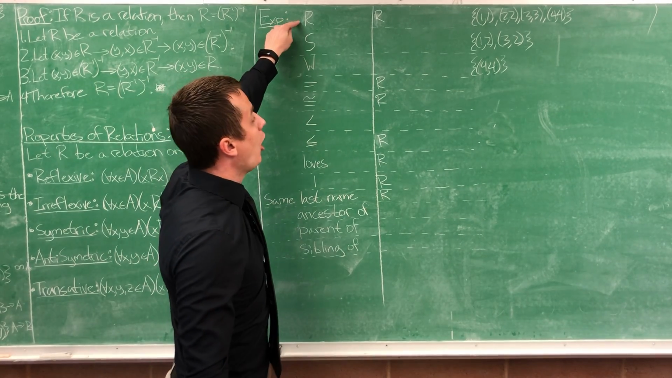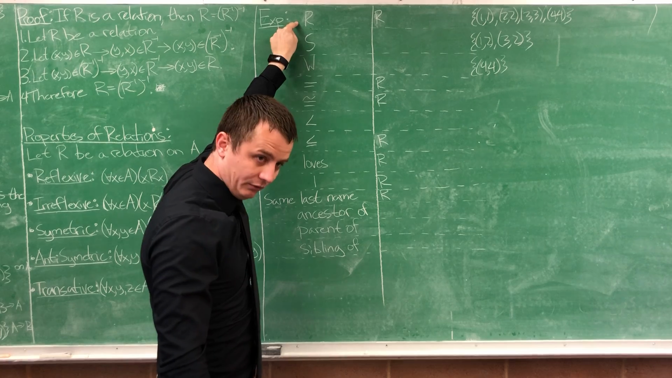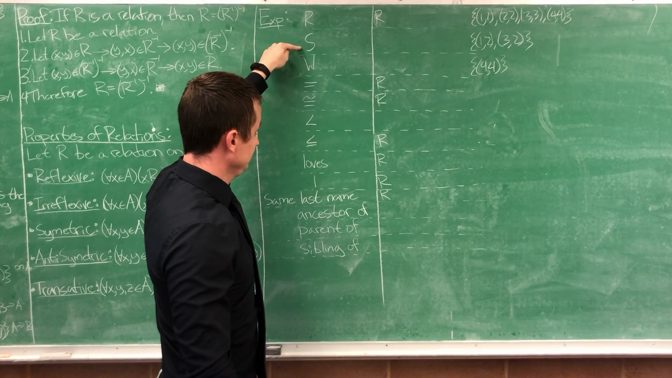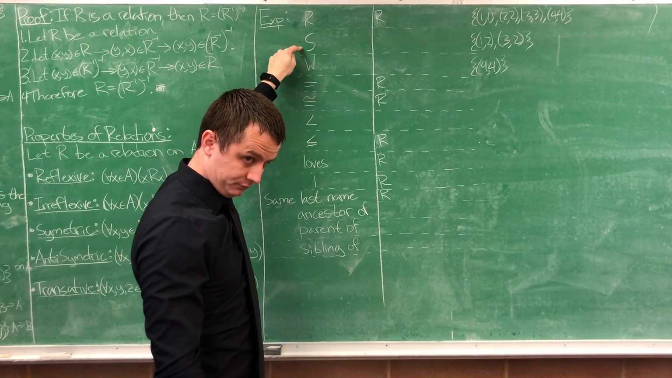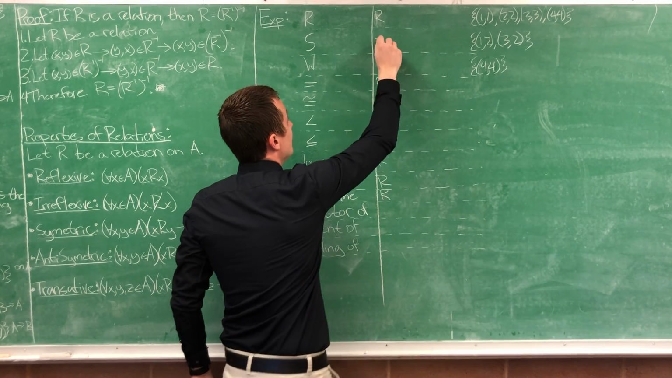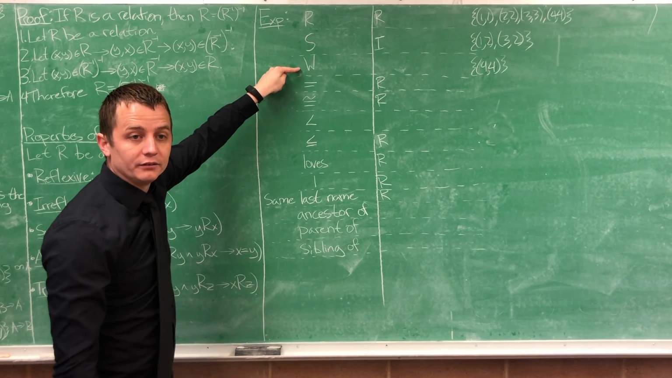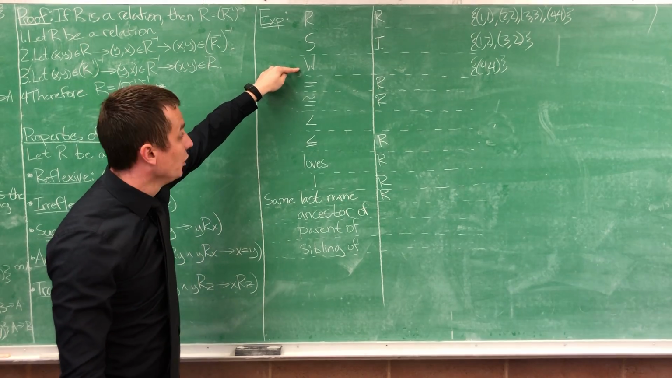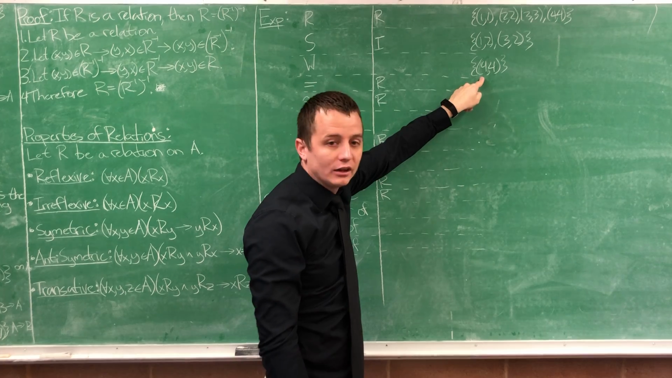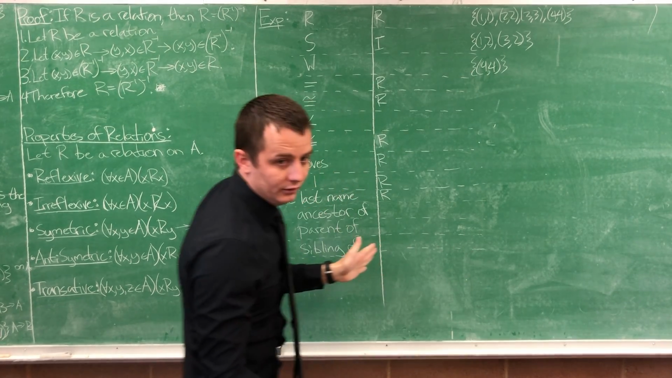Example, is R irreflexive? No. Is it true that no element is ever related to itself? No. Is S irreflexive? Yes, so this one is irreflexive. Is W irreflexive? No. Notice that W is not reflexive and it's not irreflexive. It's neither. So it doesn't have to be one or the other.